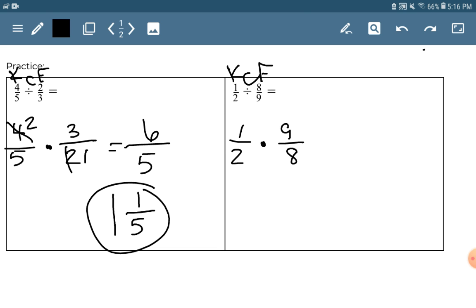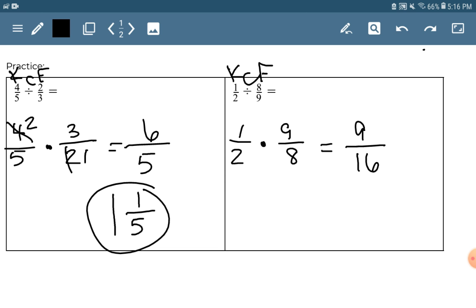The next thing I'm going to check is if I can cross cancel. So my numbers that are across from each other are 1 and 8. Unfortunately, I cannot simplify any of that. And 2 and 9. Again, no common factors there. I cannot cross cancel. So I have to move on to step 3, which is to multiply straight across. So 1 times 9 for my numerators is 9. And 2 times 8 for my denominator is 16.